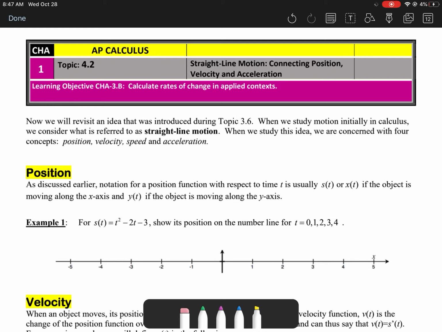Okay, so when we study motion initially in calculus, we consider what is referred to as straight line motion. When we study this idea, we are concerned with 4 concepts: position, velocity, speed, and acceleration. As discussed earlier, notation for a position function with respect to time t is usually s of t, or x of t if the object is moving along the x-axis, and y of t if the object is moving along the y-axis. Okay. So we're going to look at this first example.